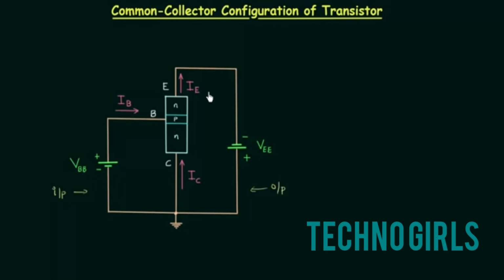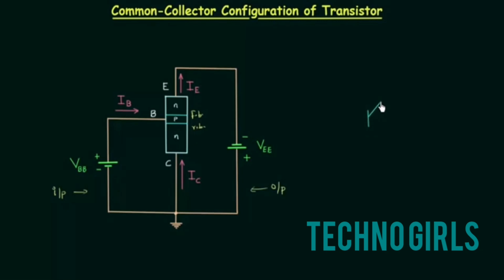IB is the base current, IE is the emitter current, and IC is the collector current. We are using NPN transistor in active mode. Because of this, emitter base junction is forward biased and collector base junction is reverse biased. We can also represent the common collector configuration using the symbol of transistor.